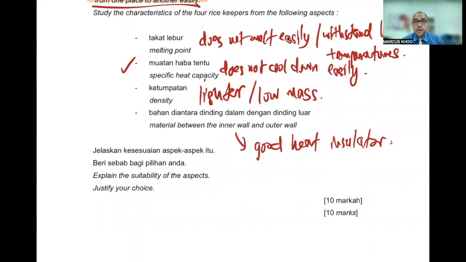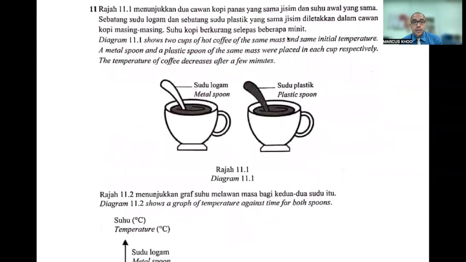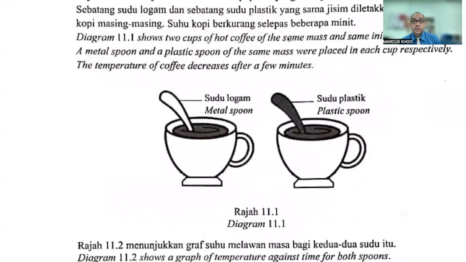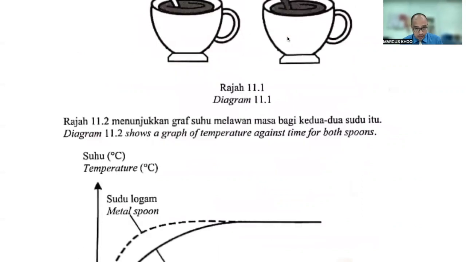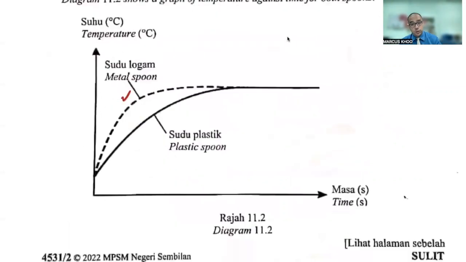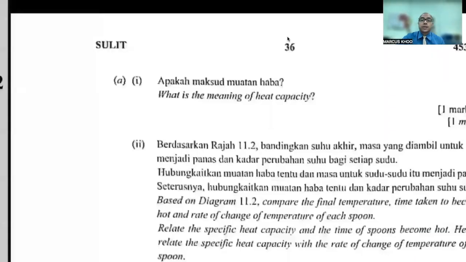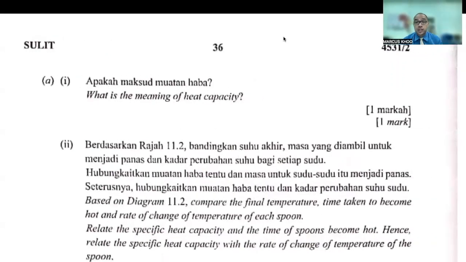All right, let's carry on. This is the heat from Negeri Sembilan. Two spoons placed in a cup of the same mass, respectively. Temperature decreases after a few minutes. This is very standard lah. The diagram shows temperature against time for both spoons. Notice that the metal spoon reaches the set temperature at a faster time than the plastic spoon. So this is question number 11, and since this is question number 11, this is a modification question lah.